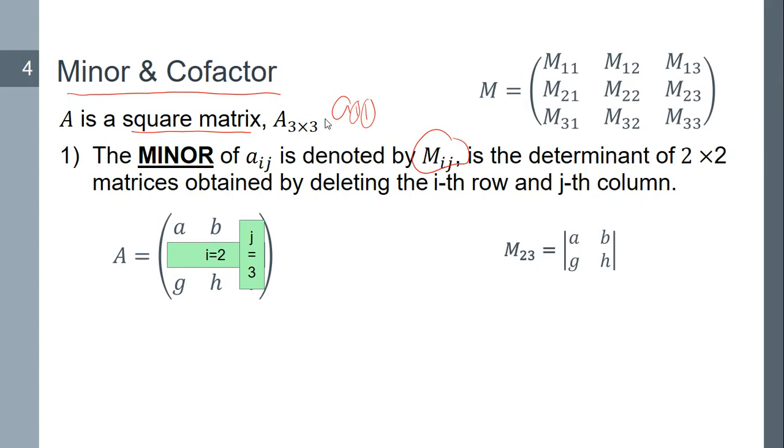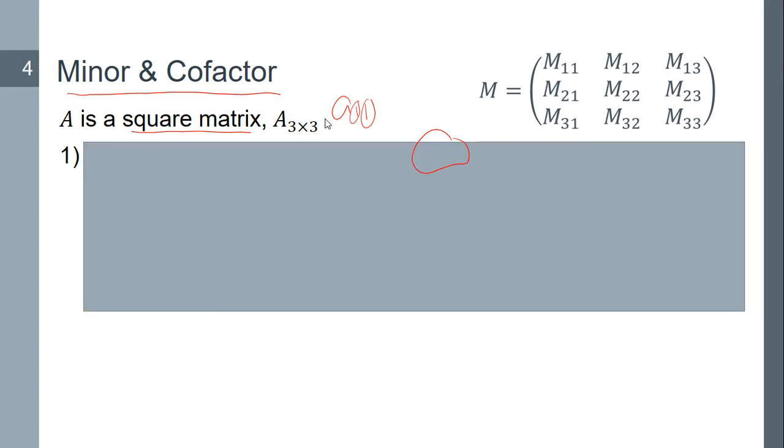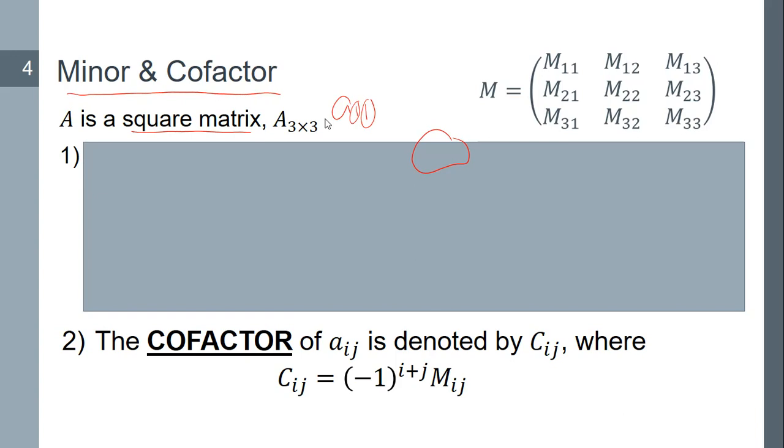Okay, now, so basically, if you want to find the complete set of a minor matrix, it means that you need to find 9 determinants, one for each element. Okay, and then now you'll be introduced to the cofactor. What is the cofactor here? The cofactor is only going to change your sign, either positive or negative.